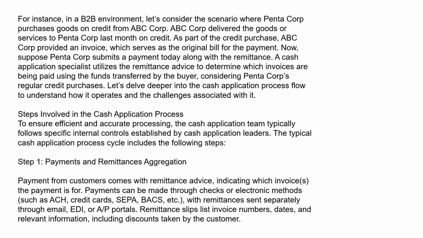So, payment and remittance aggregation. Payment from the customer comes with the remittance advice, including the invoices the payment is for. The payments can be made through electronic methods like ACH, credit cards, SEPA and BACS, etc. After paying, the remittance can be sent separately through email, EDI, or AP portals. The remittance slip lists invoice numbers, dates, and relevant information, including discounts taken by the customer.